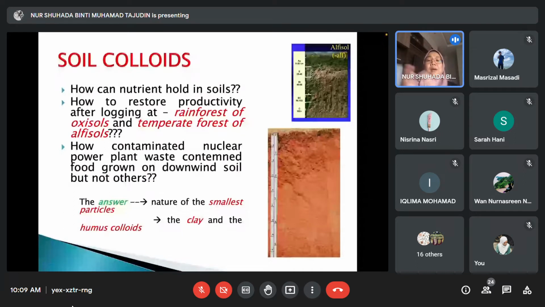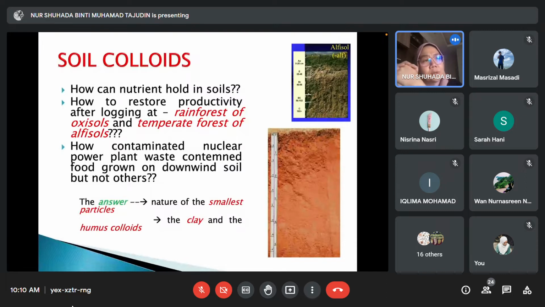So what is soil colloid? The soil colloid is the most important part of the soil. As you know, soil has three different sizes, which are sand, silt, and clay. But the most productive or most important size of the soil is the smallest particle, which we call colloids. Colloids include the clay and also the organic matter. When we talk about colloids, there are a few questions before we talk about soil colloids.